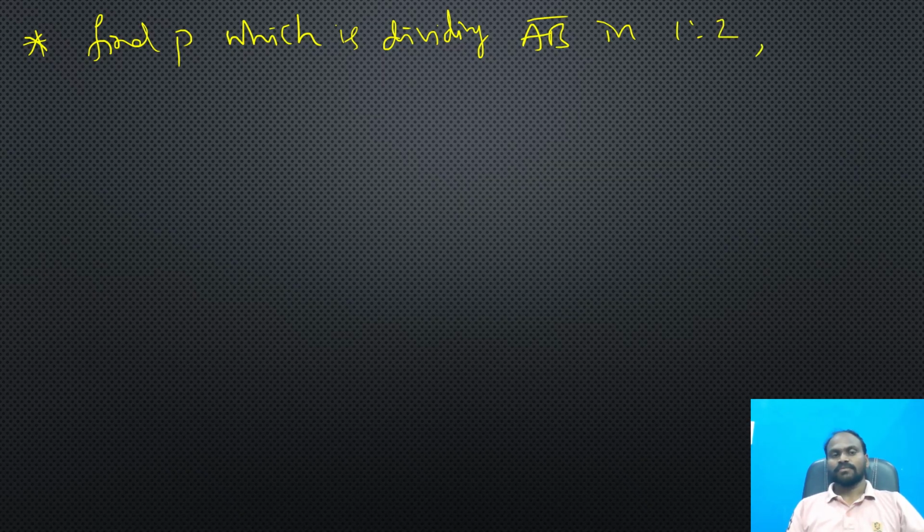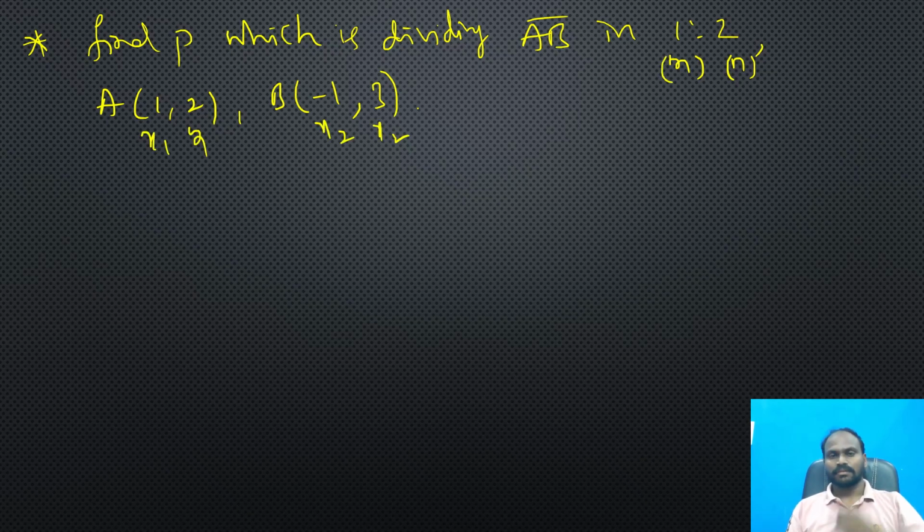So now let us do some questions. Let us say, for example, find P which is dividing AB in 1:2 ratio, where A is (1, 2) and B is (-1, 3). Something like this they have given. So you can see this is m, this is n, and this is going to be x1, y1 and this is going to be x2, y2. I'll do both here, internal and external. We'll see. For example, internal I want to do.